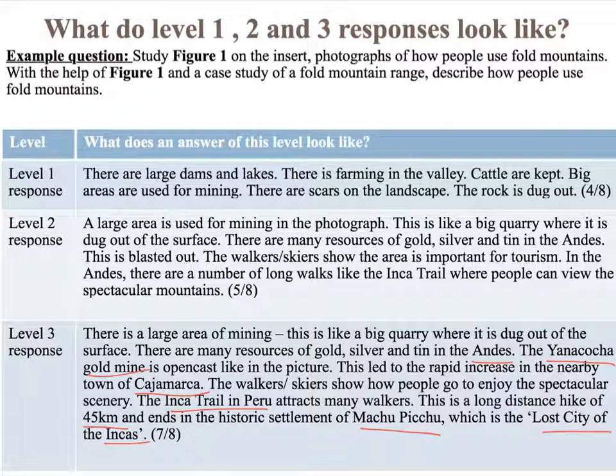So the examiner needs to be able to take away the first sentence where you introduce your case study. So the fold mountains I have studied is the Andes in South America. And if they can take away that first sentence and the rest of the answer shows evidence of location details and it can be linked to that place, you've got level 3. You're going to be hitting 8 marks. Okay?